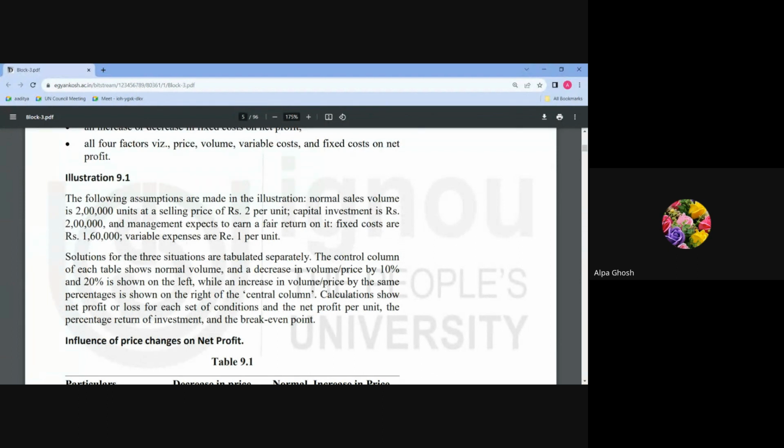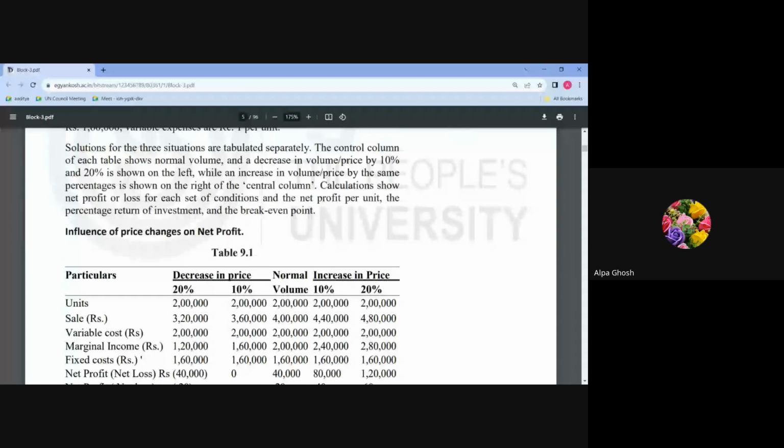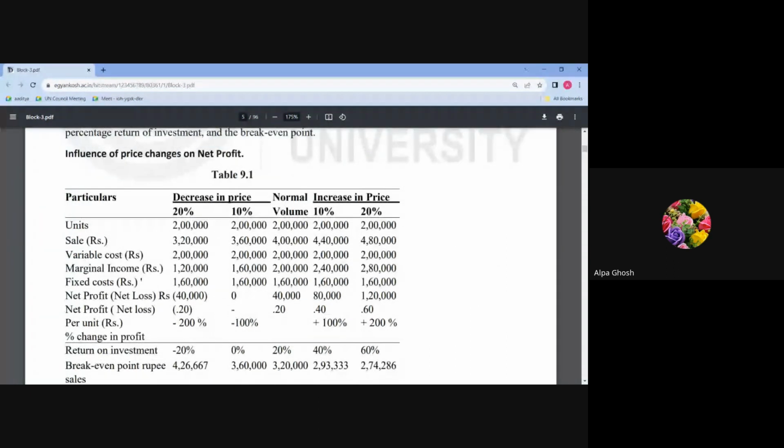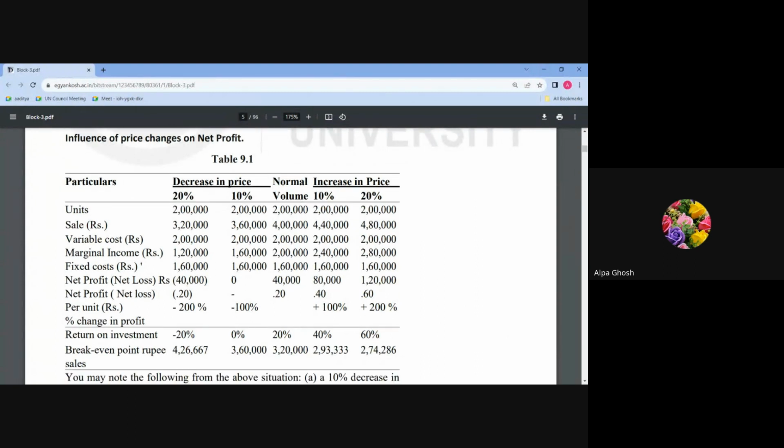Then they say there is a decrease in volume and price by 10%. And the third condition is a decrease in price by 20%, while an increase in volume and price for the same percentage is shown in the right central column. So we will see what the break-even point is. This is how we are going to analyze it.